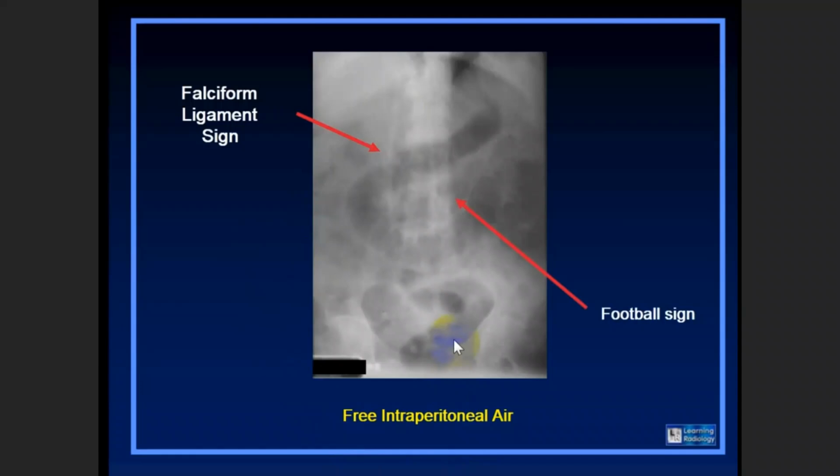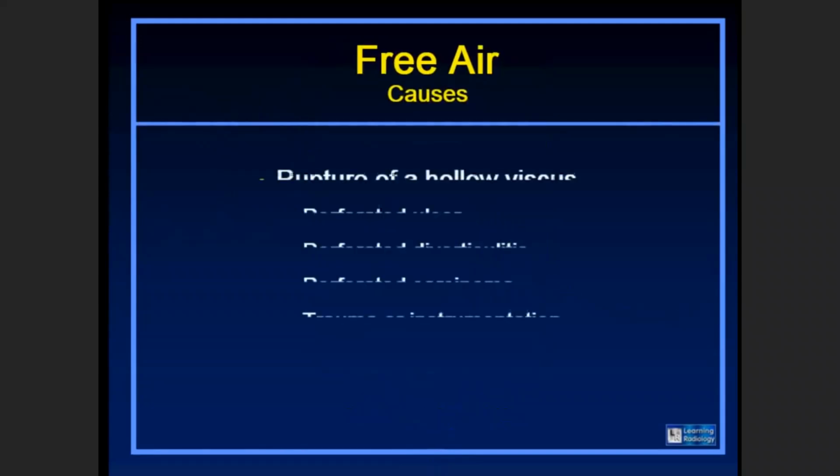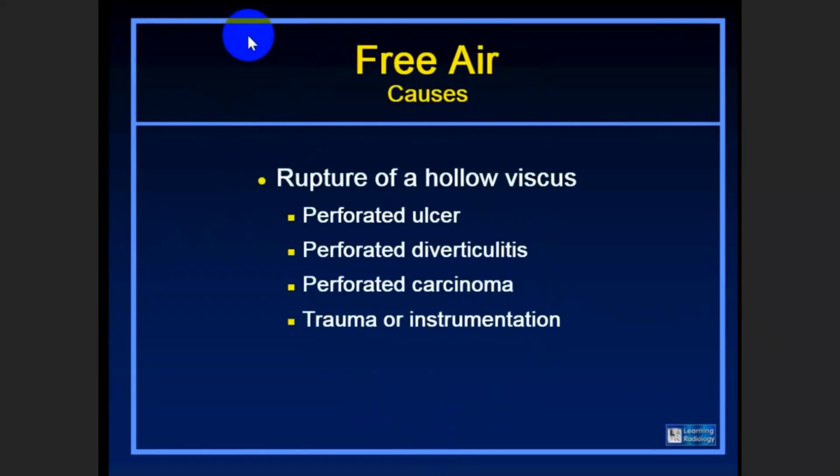Here we have the football sign, which is the presence of free air as a ball inside the abdomen. Cases of free intraperitoneal air. This is the football sign. Okay. Presence of air surrounding the bowel structures or abdominal structures. Free air, causes of free air under the diaphragm.